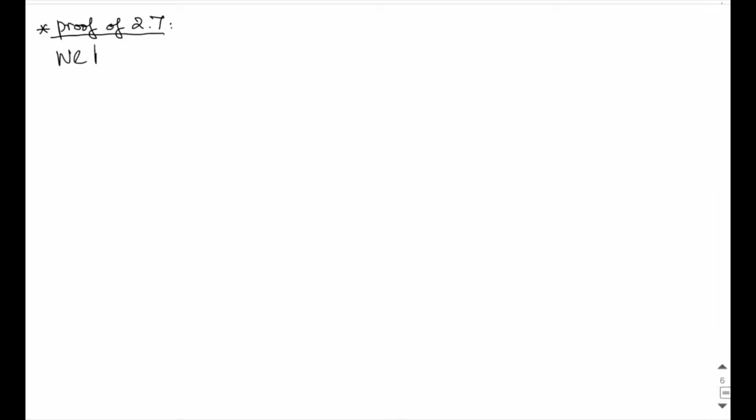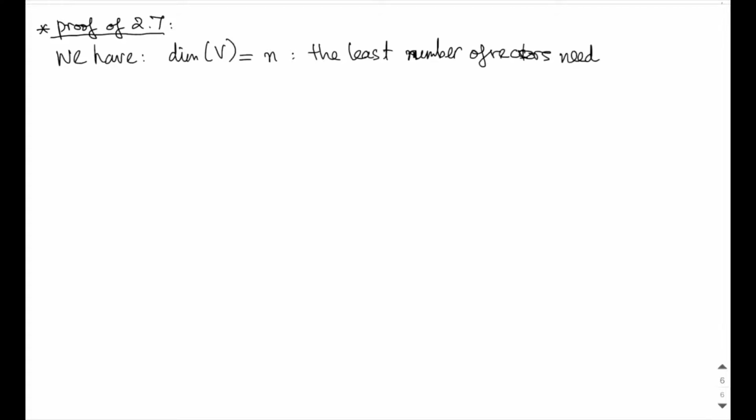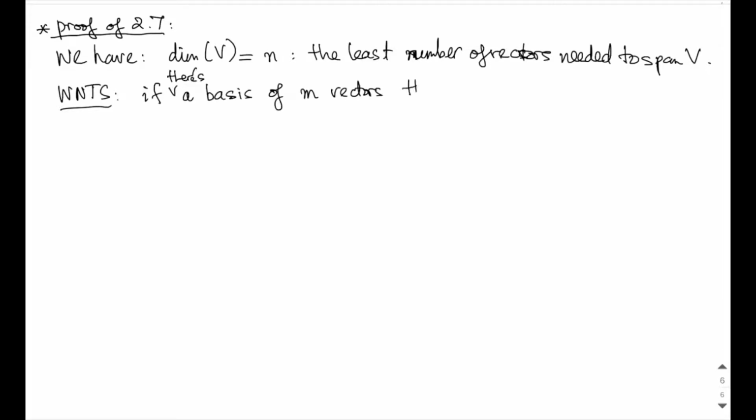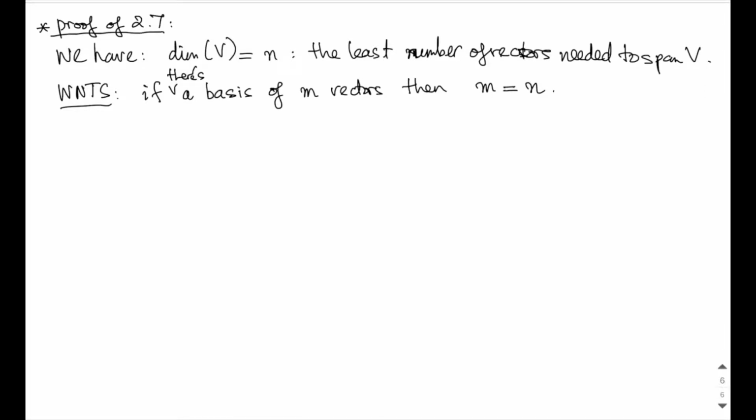First, we have the dimension of V is n. So this is the least number of vectors needed to span V. We need to show if there's a basis of m vectors, then m will have to be equal to n. In order to do this, let's consider three cases. M greater than n, who knows, right? Who knows, m is less than n, or m is equal to n.